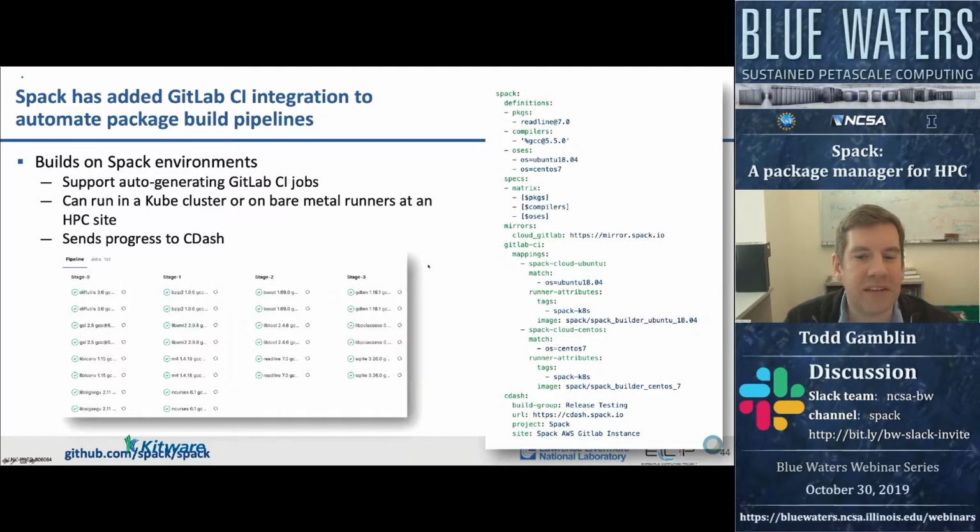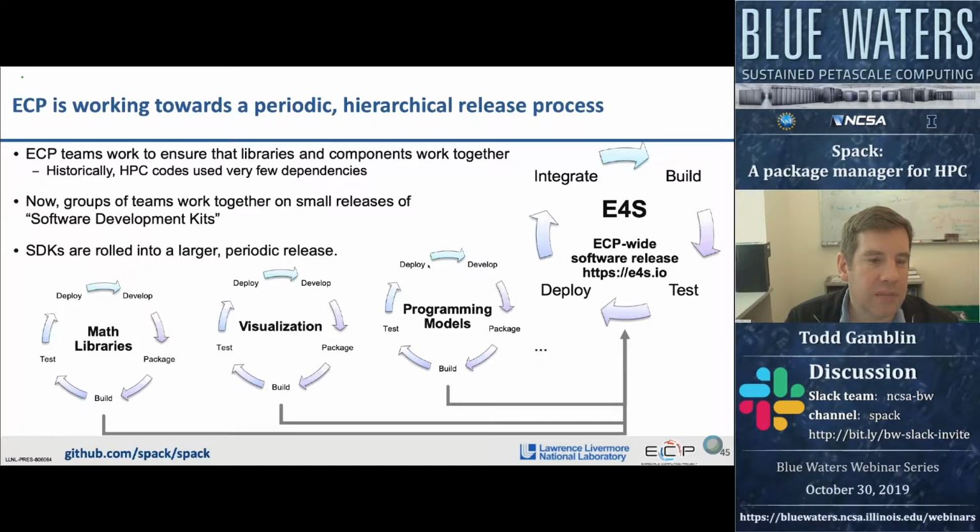We talked about E4S at the last webinar, but all of this feeds into the E4S distribution that we're trying to build under ECP. Samir probably did a better job of talking about this last time, but essentially there are different groups under ECP that are working on groups of related projects. All the people working on math libraries have something called xSDK that they work on. They develop, they package the thing, they build it, they test, and they deploy it.